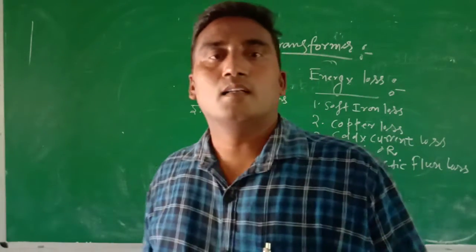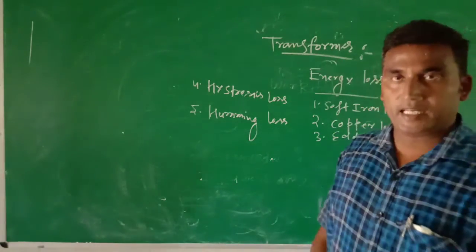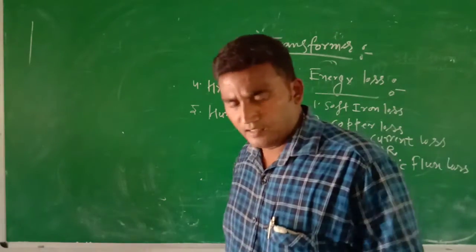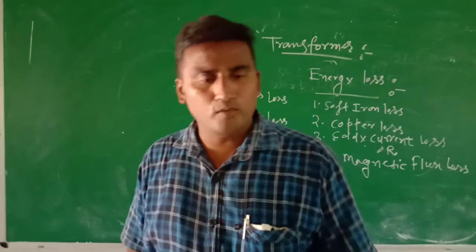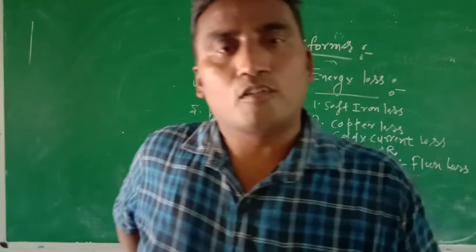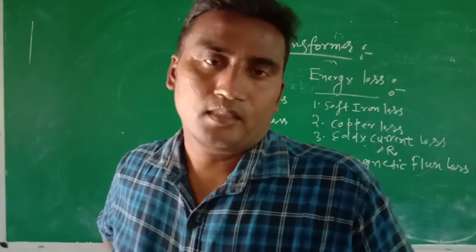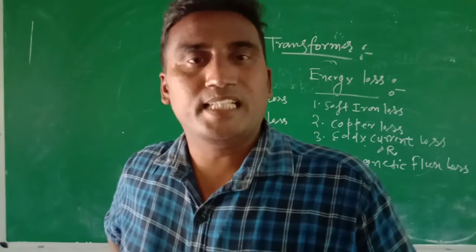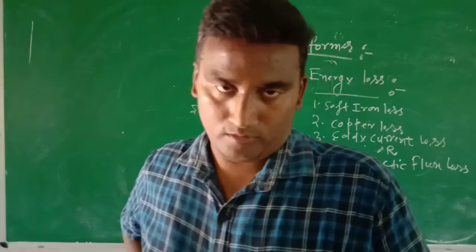Now third is the eddy current or magnetic flux loss. We know that the eddy current is also called the whirlpool current. When the linkage of the magnetic flux in the device goes clockwise and anti-clockwise, some amount of energy is lost, that is the eddy current or magnetic flux loss.